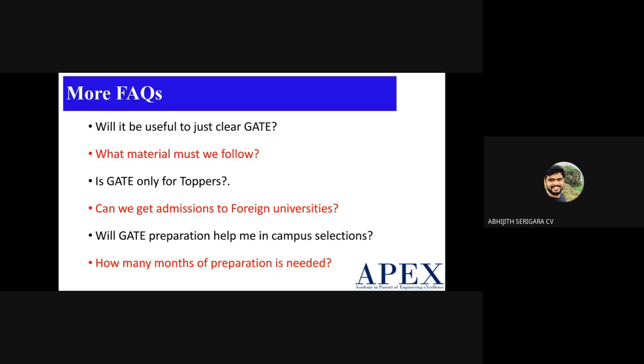6 months is enough. If you say, I want to clear GATE this time, sir, how much time do I need? 6 months is enough. You totally concentrate on GATE, and 6 months of preparation is enough for clearing GATE. Nothing else you have to do, only that. You can clear GATE. But start your GATE preparation from the second year itself.